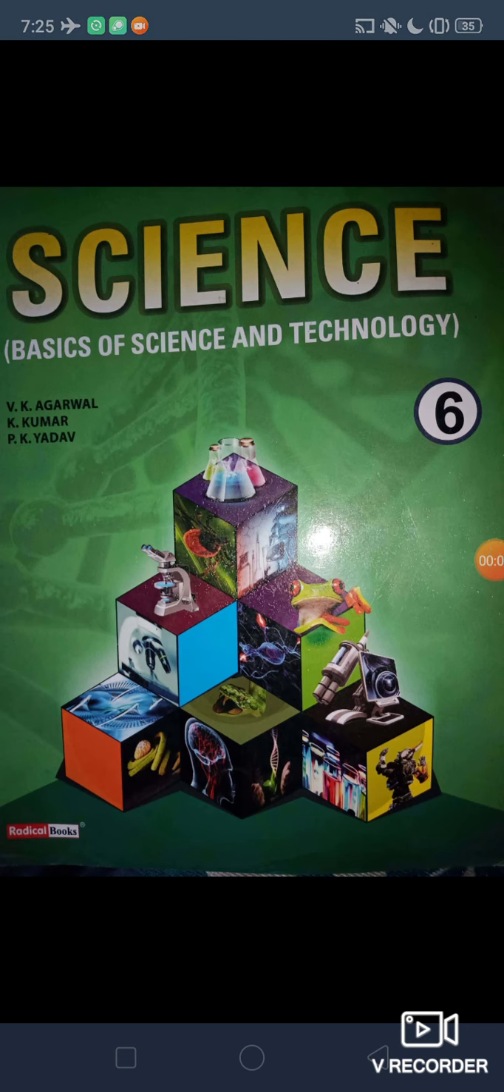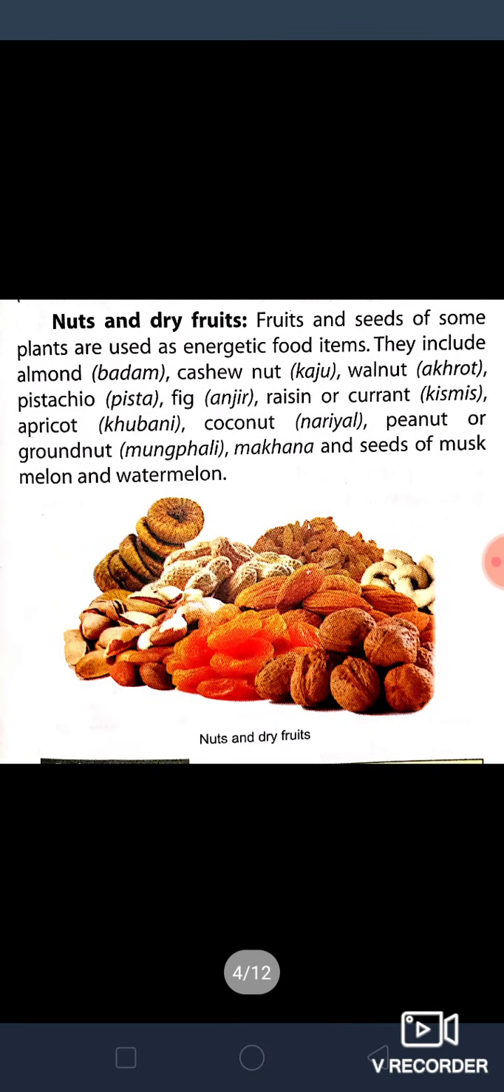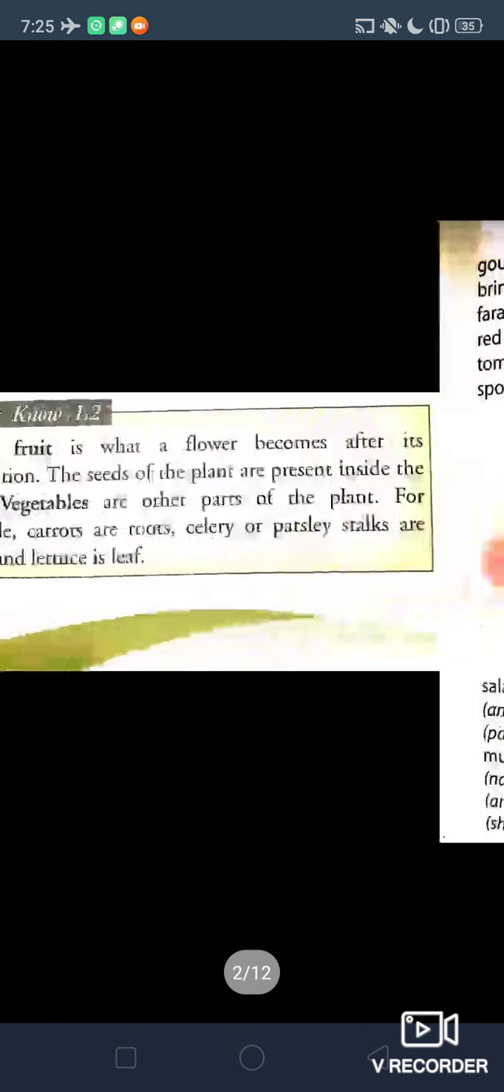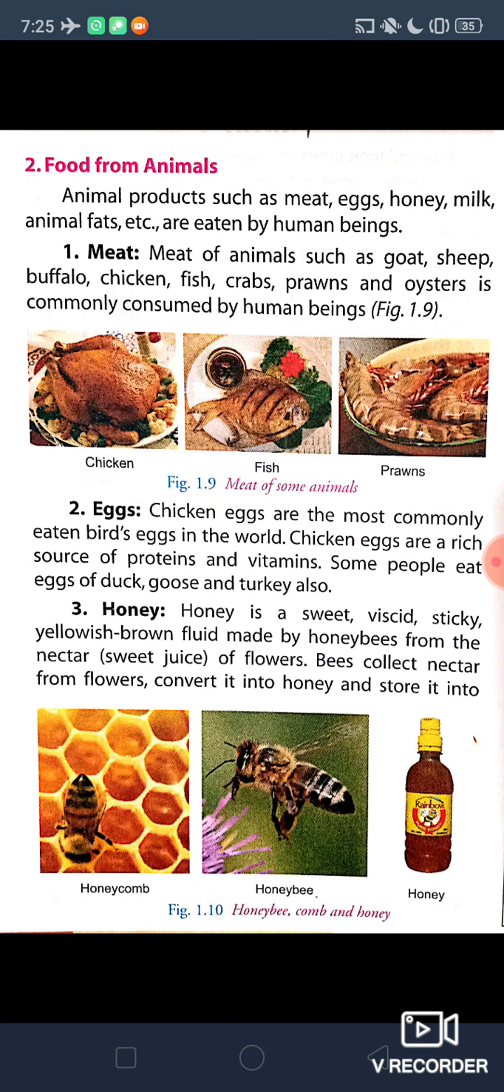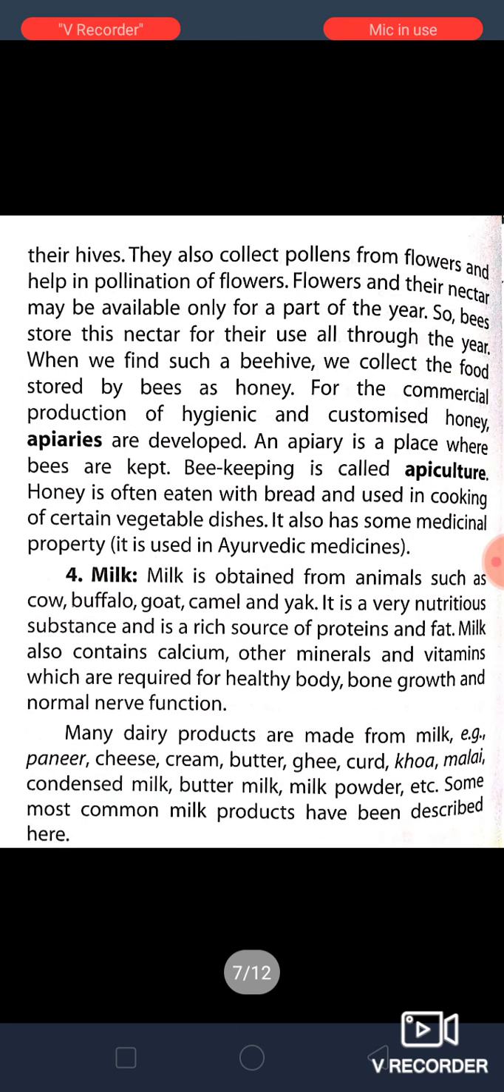And today we are going to study biology that comes under your science subject. In previous classes, we have already studied fruits, vegetables, nuts, dry fruits, sprouted seeds or sprouts, then food from animals like meat, egg, chicken, honey. Now, another type of food which we obtain from animals is milk.